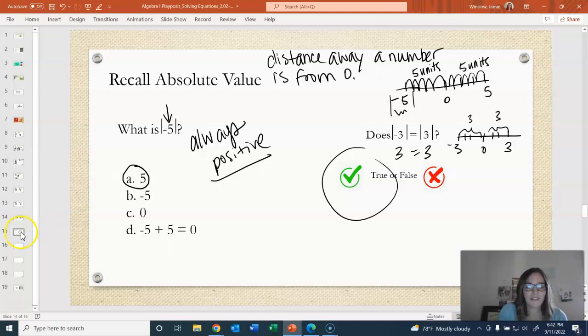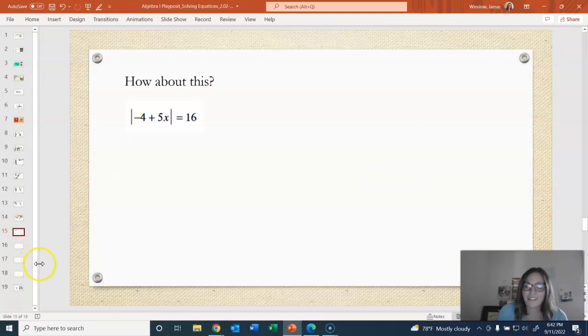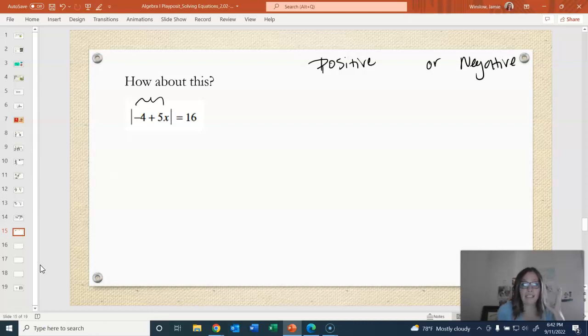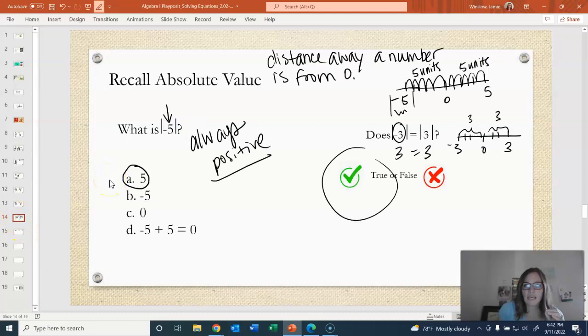equations like this one. So how about this? Now we have a variable on the inside of the absolute value bars. Remember earlier I said, and we saw, that whatever's on the inside of these bars, it can be positive or negative. Just like we saw here, the inside value was negative, the inside value was positive. So it can be either or.